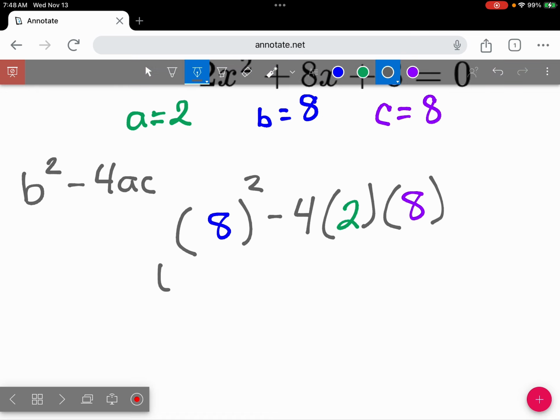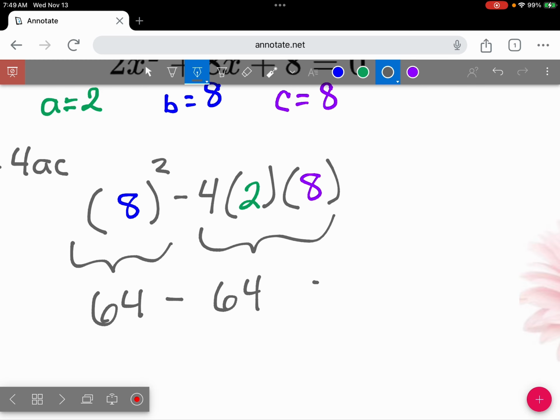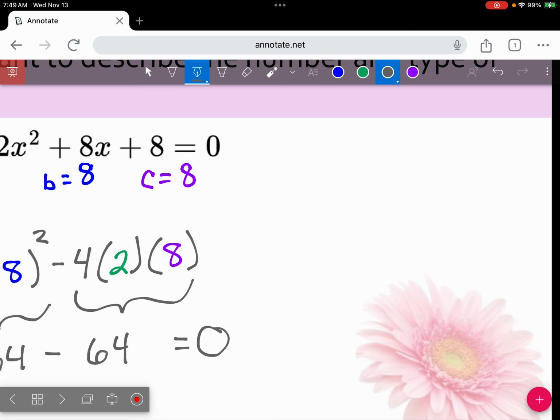My 8 squared gives me 64. And 4 times 2 times 8, we have minus 64, because 4 times 2 gives me 8 times 8. So 64 minus 64 is 0. So the value of my discriminant is 0.